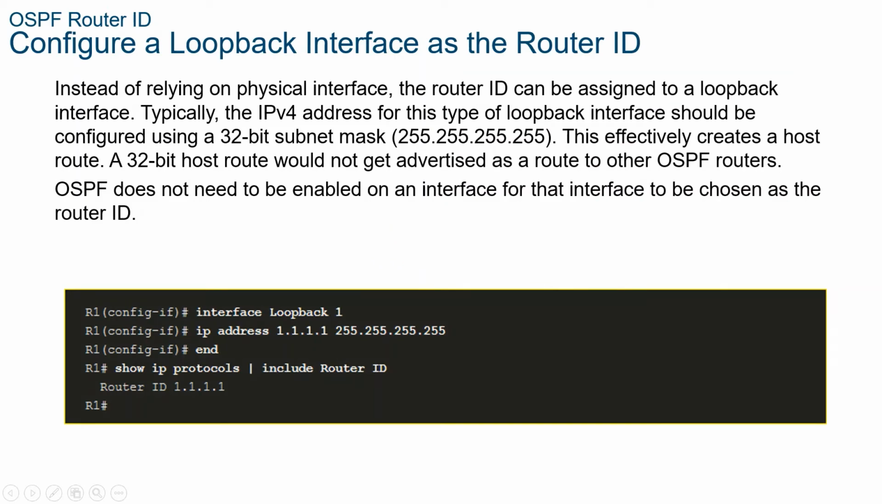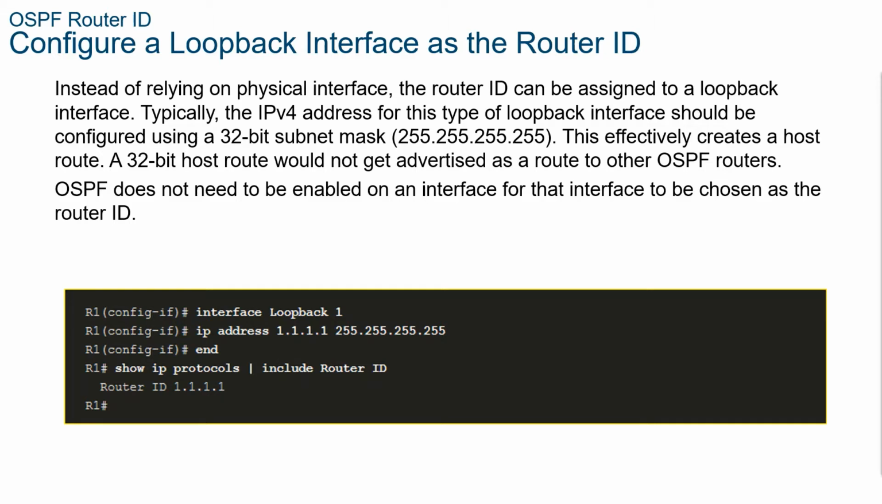Next, how do we configure a loopback interface as the router ID? In the reference topology presented earlier, only the physical interfaces are configured and active. The loopback interfaces have not been configured. So when OSPF routing is enabled, the routers would pick the highest active configured IPv4 address as the router ID. If we go back to our topology, we have R1, R2, and R3. Note that OSPF does not need to be enabled on an interface for that interface to be chosen as the router ID.